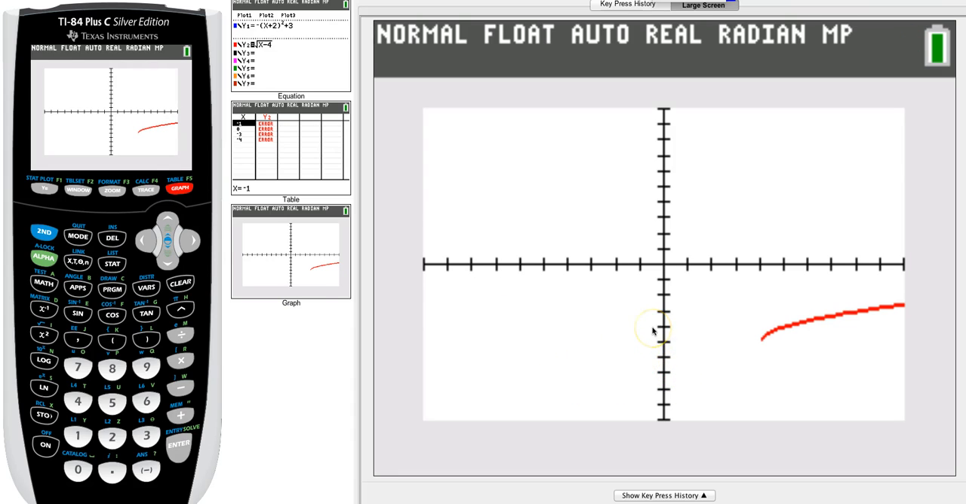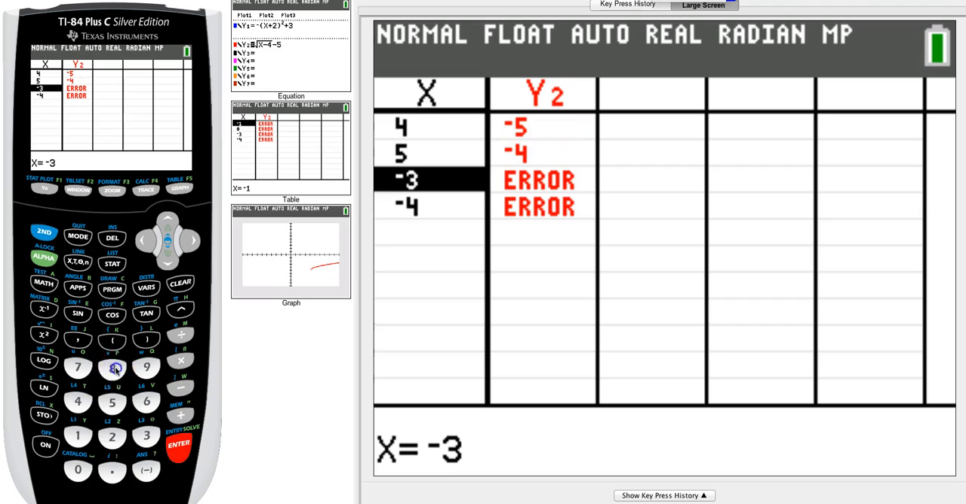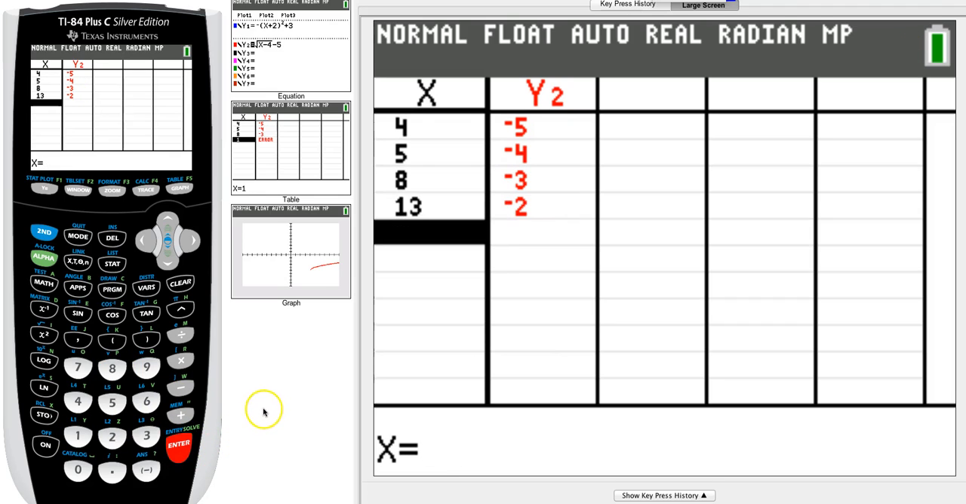All right, and if I want the values again, like you said before, we can hit second table, and we can get whatever y values we want. So we did a y value of 4, enter, 5, enter, 8, enter, 13, enter. These are all the ones that gave me perfect square roots, and you can get all the values that way.